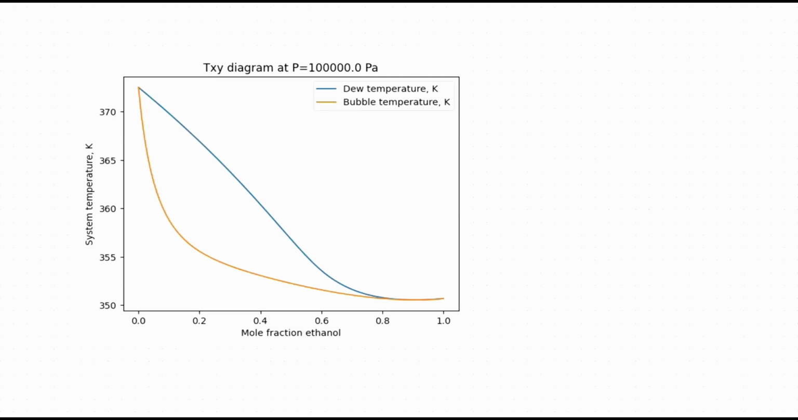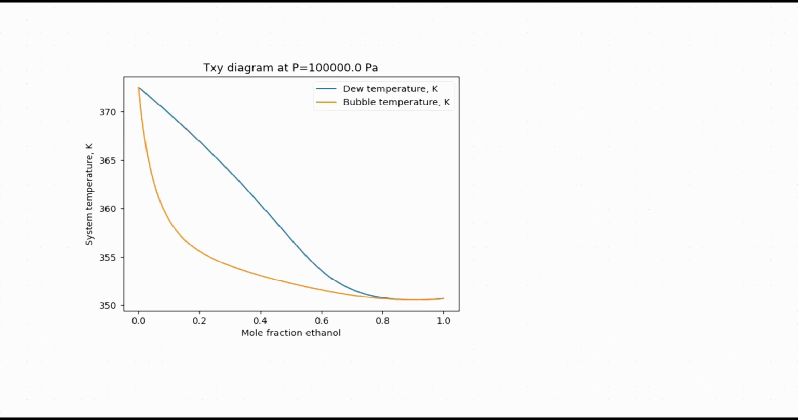So here we have the TXY diagram for an ethanol water mixture. On the x-axis, we have the mole fraction of ethanol, so 0 is pure water and 1 is pure ethanol. On the y-axis, we have the temperature in Kelvin. And then you can see both our bubble curve and dew curve.